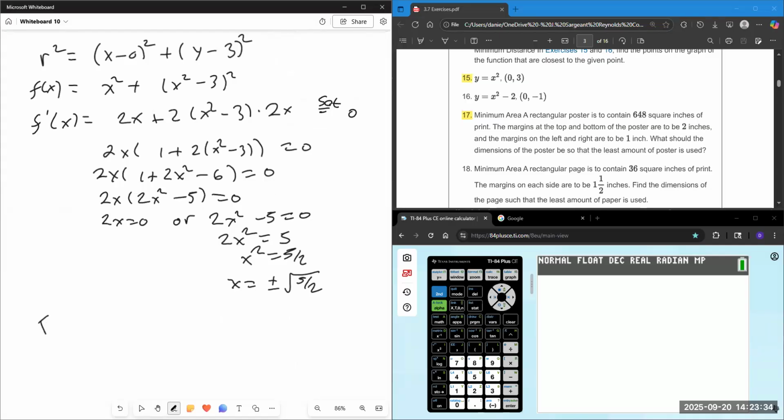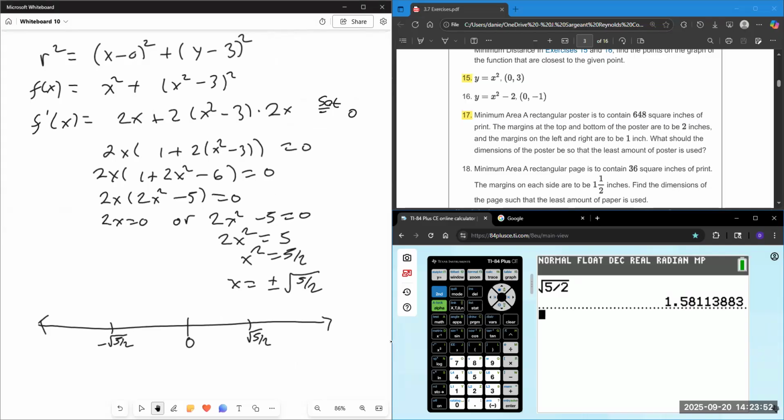Let's set up our number line here. For our first derivative test, we have 0 in the middle. We have negative root 5 over 2. We have positive root 5 over 2. Let's check and see what the value of that is so that we have an idea what numbers to choose for test points. So I'm good if I choose -2 for my x value here.